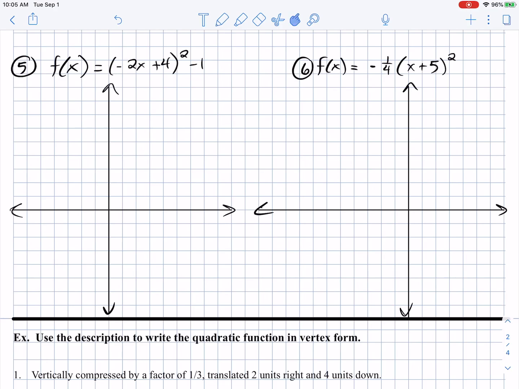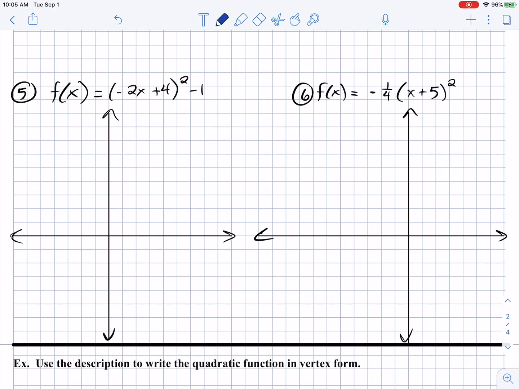All right, let's do the same on number 5 where we're describing all the transformations. This would be down 1. This would be to the left 4. The 2, it's greater than 1. We just had an example when the b value is greater than 1. It's a horizontal compression by the reciprocal, so horizontal compression of 1/2, or by a factor of 1/2. And then this negative is going to make it reflect over the y-axis. So this is kind of putting everything together.